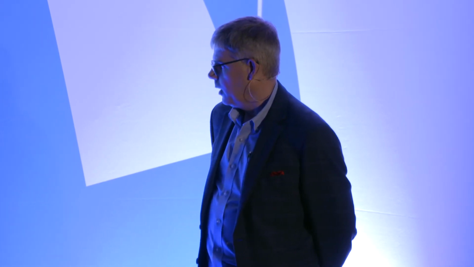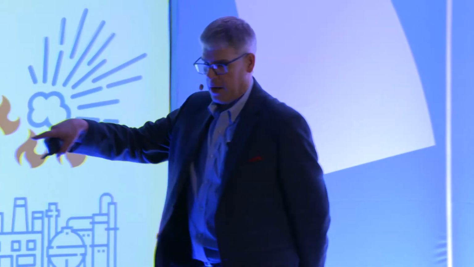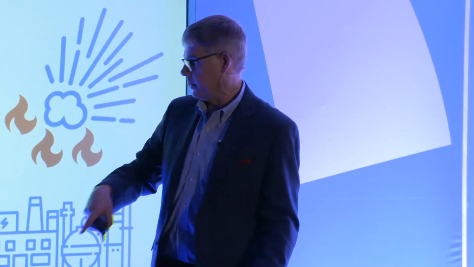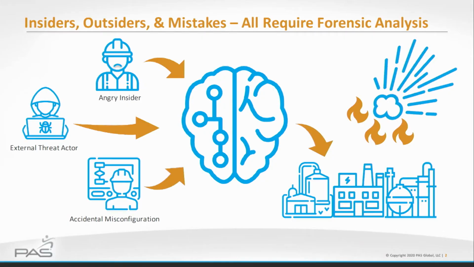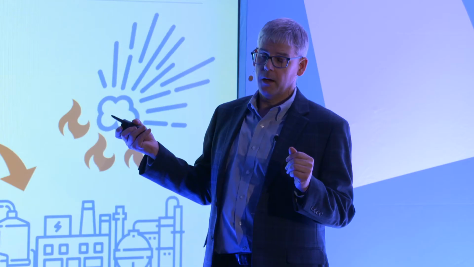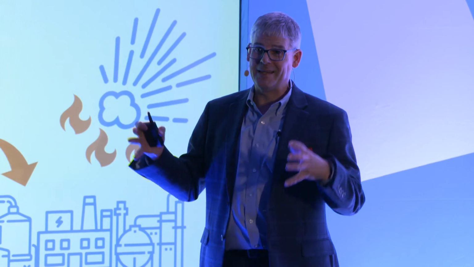Yeah, good question. At the end of the day, I will get to the answer, but let me put it this way. What we're talking about is the brains of your process, which is the configuration of a control system, all the tags, the programs, and everything else. And whether it's done by an angry insider, an external threat actor, or an accidental misconfiguration, it doesn't know. It just did what it was told to do and then caused a problem. So the discipline is the same.